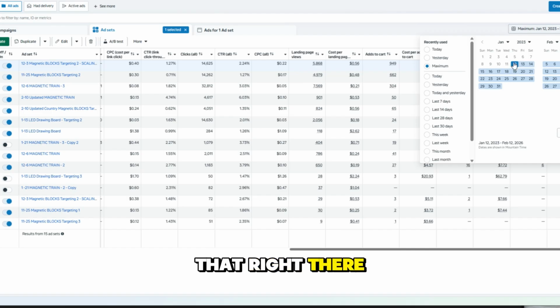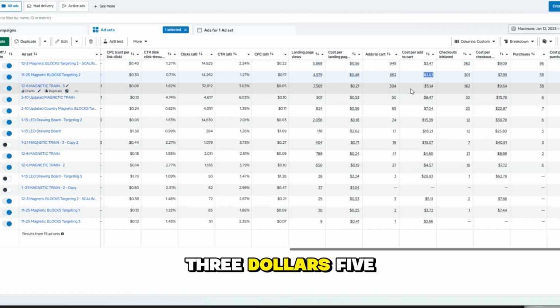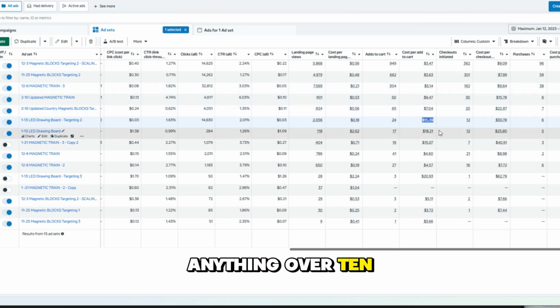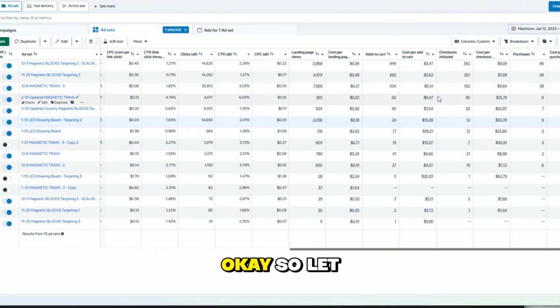You guys see that right there, the cost per add to cart? It's at $3 right here, $3, $5, $9, $7. Anything over $10 is most likely not going to convert very well. It's going to be a bad performing campaign. Okay, so let me explain to you.